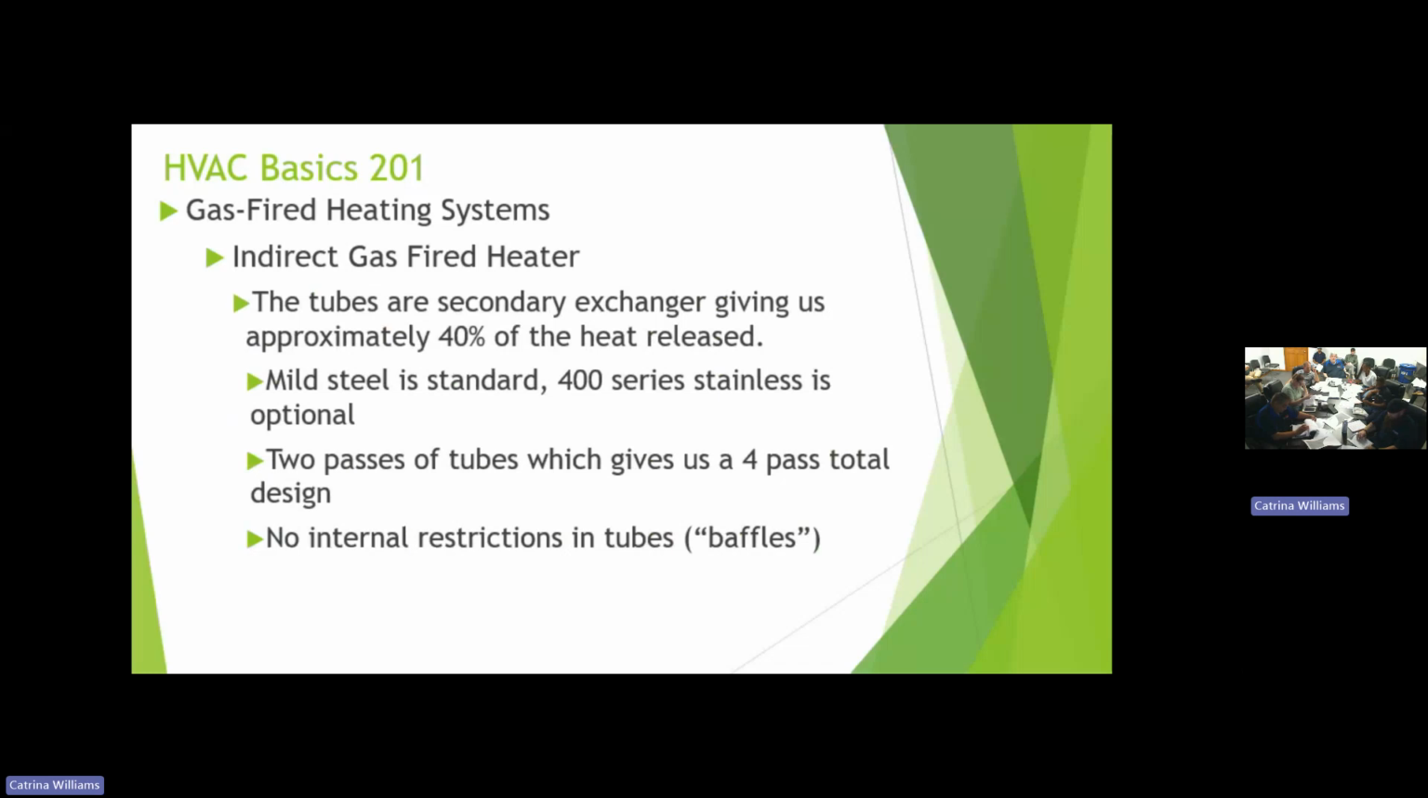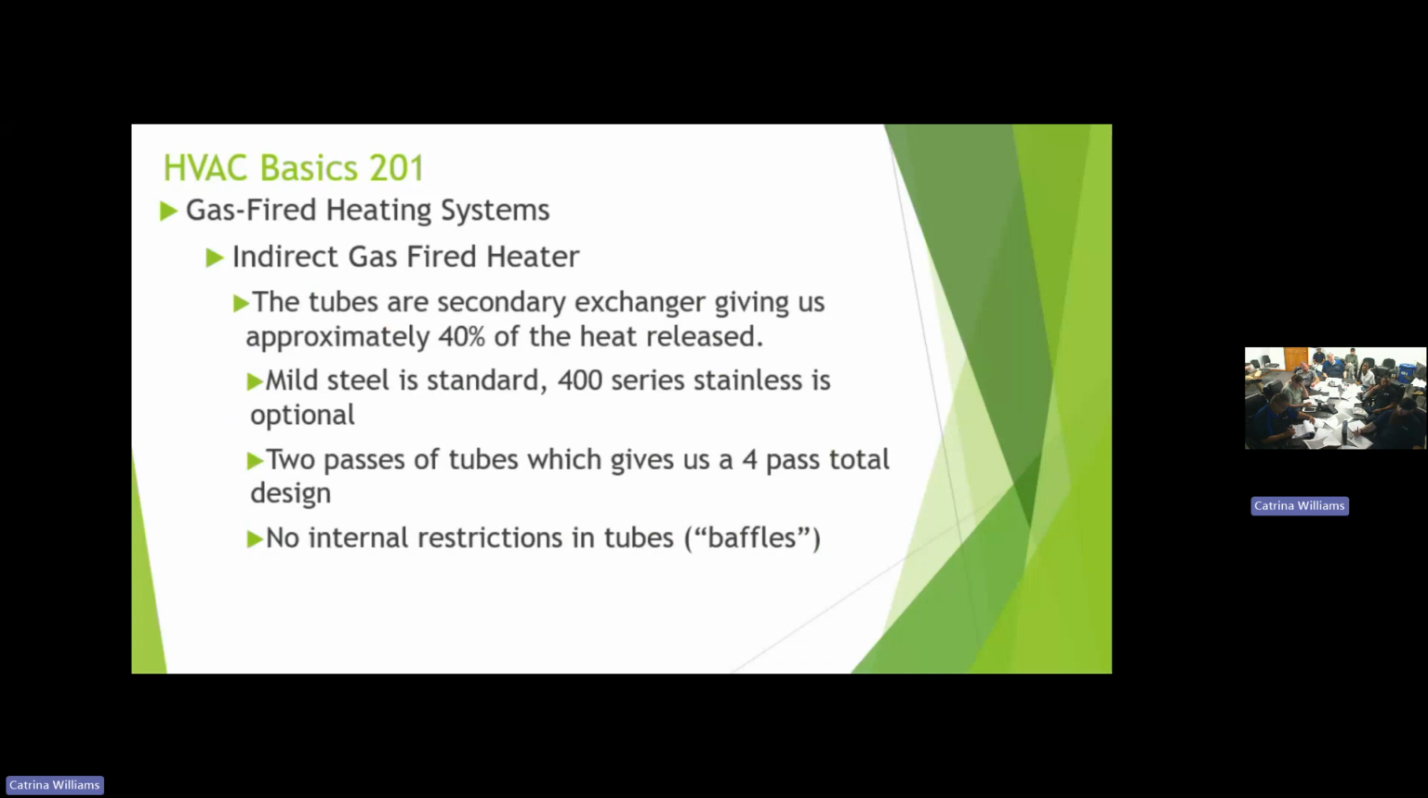So then we have the secondary tube. The other 40% of the heat is released through those tubes. We have mild steel as standard, which is just a mild steel tube. We can offer stainless, and stainless would typically be offered when you have 100% outside air and you're going to have temperatures where it's going to condense inside the tube. You don't want that. Where you have real high turndowns, the combustion products could start condensing before they get exhausted. In those cases, we might recommend stainless, but as a rule for just the return air application, space heating, mild steel works great.